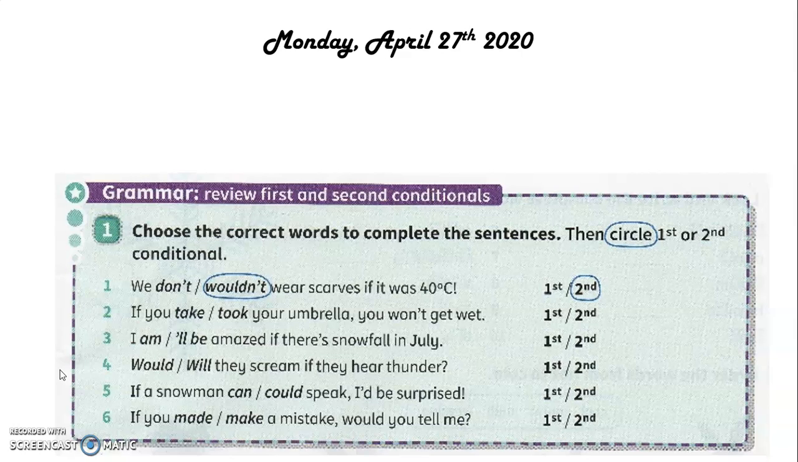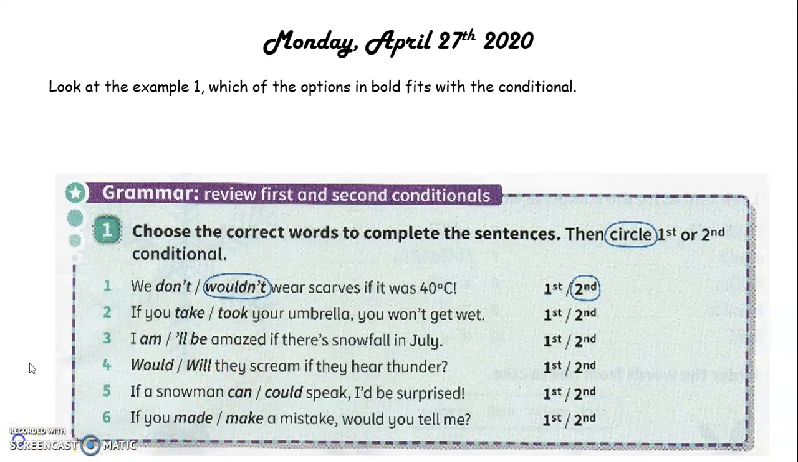The first activity for Monday is about the first and second conditional. So let's see how to work with this lesson. Pay attention to the sentences in there. What do you read in the example that is resolved? The number 1. Read it carefully. Which of the options in bold fits with the conditional?